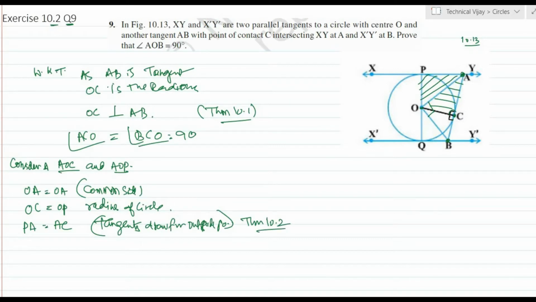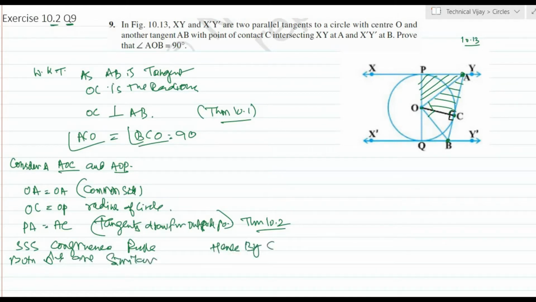So now by the triangle congruence rule, both triangles are congruent. Hence by CPCT, angle AOP is equal to angle AOC. So this angle is equal to this angle. Hence we will consider the triangles BOC and BOQ.